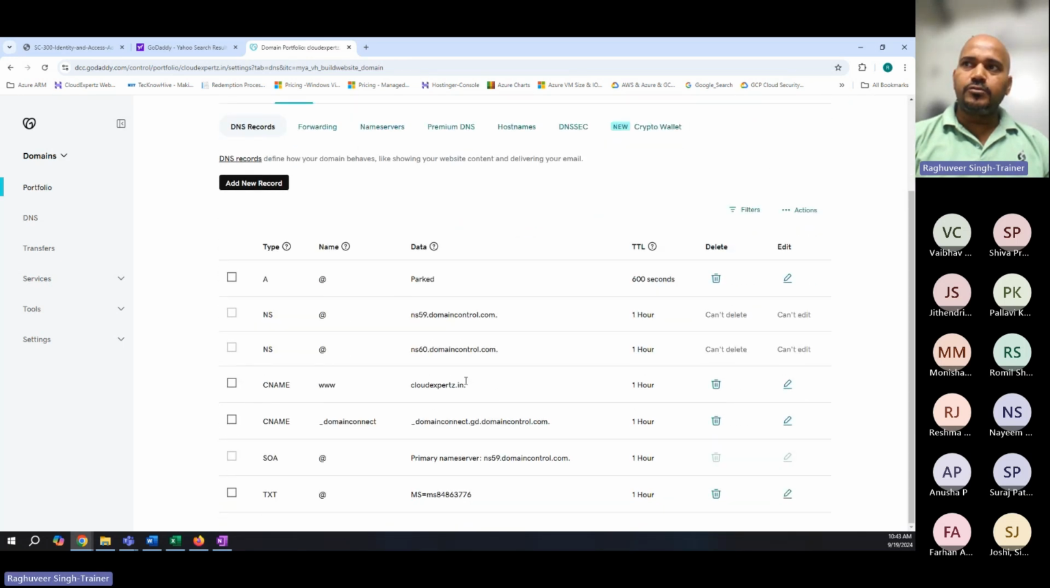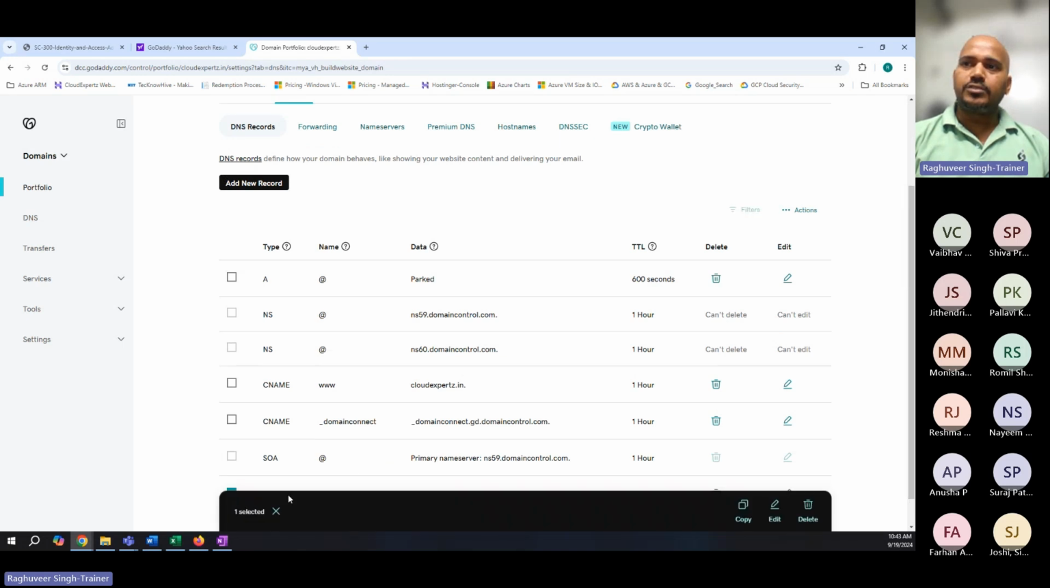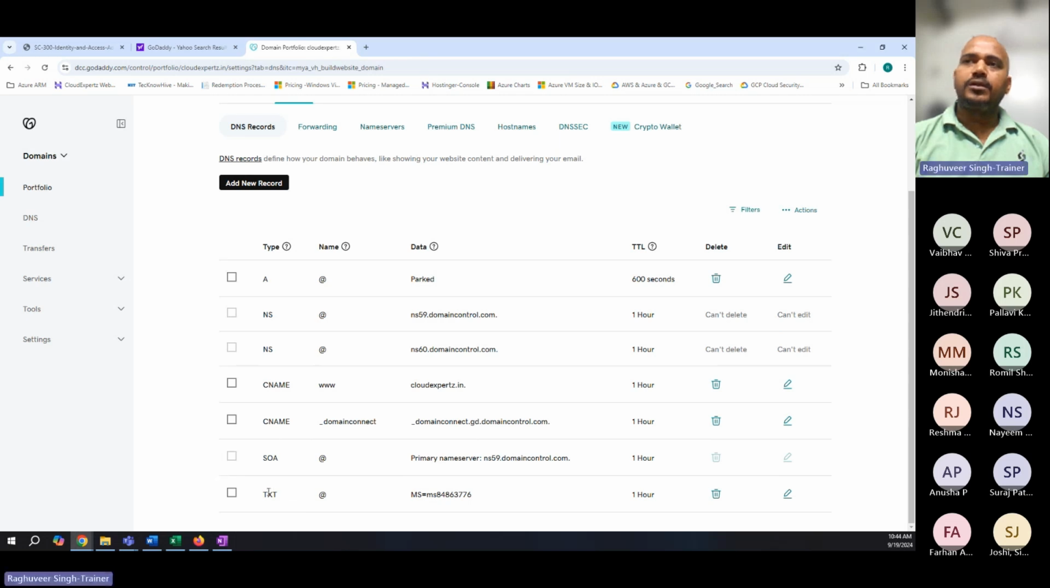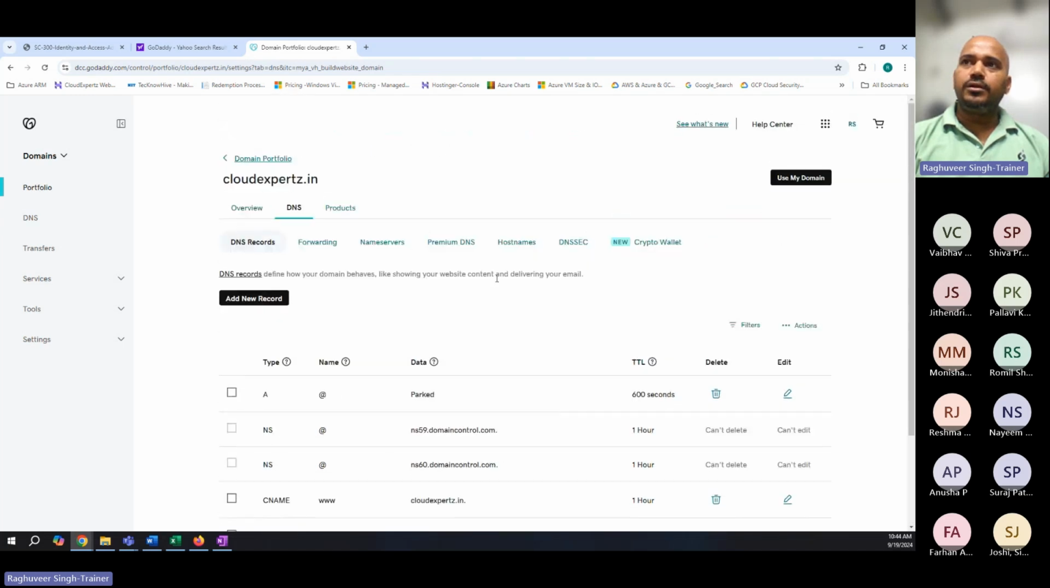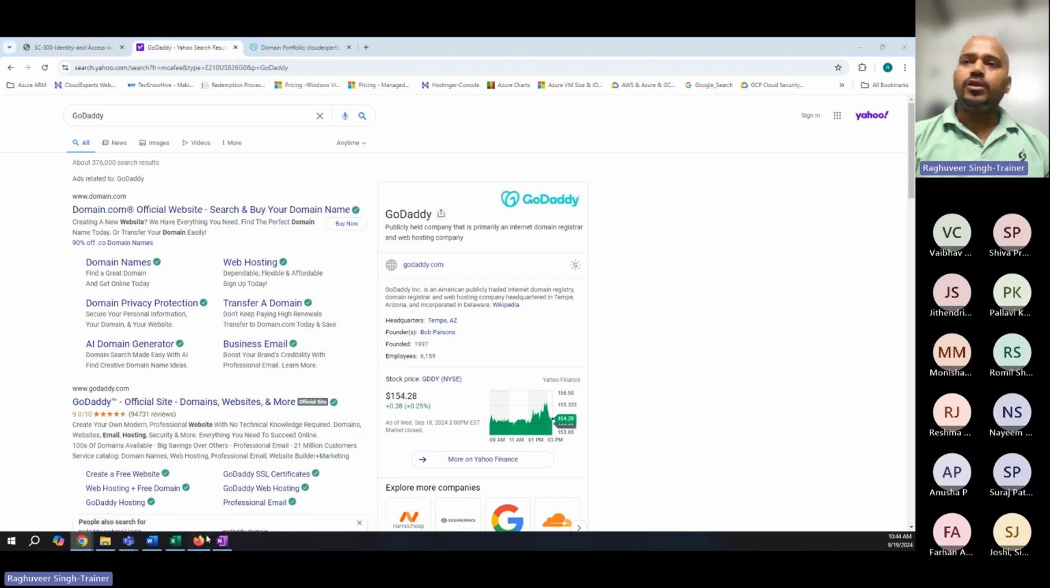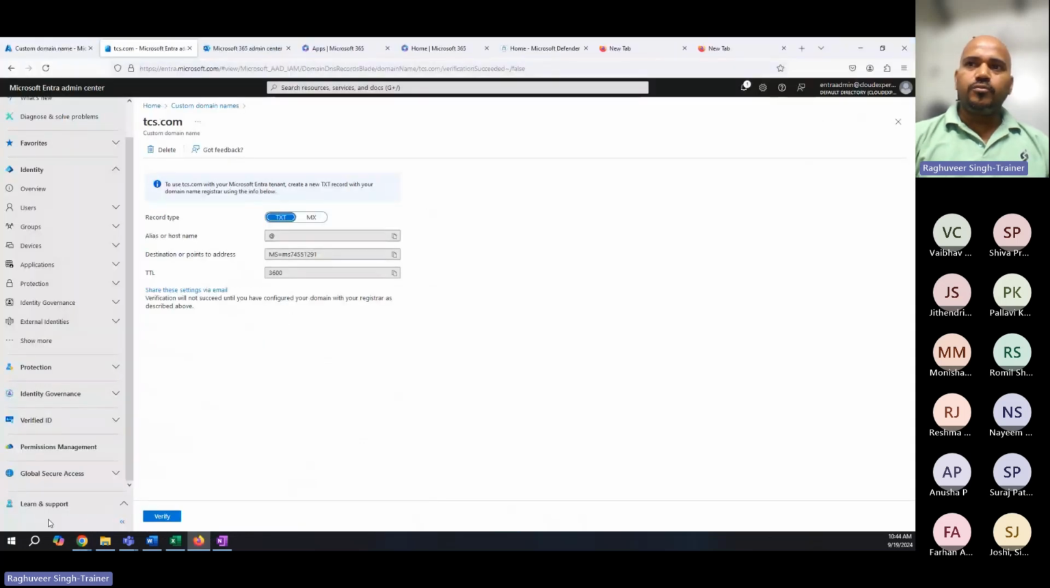It will show all the records which are there. You can see I already have created one record here, the last one at the bottom. It says type is text, name is A, pointing to this address, MS, which says Microsoft value, and TTL is 1 hour. That's it. So you will just create this record here and save this record. And within a couple of minutes, you will be able to verify this domain.